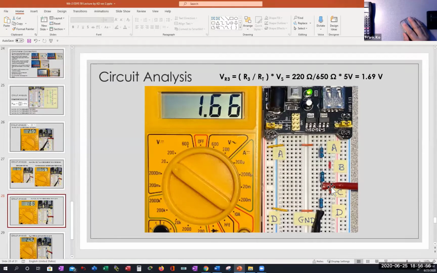No. My red lead is hooked up to the bottom of R2. Is this a legitimate measurement of R3? The answer is yes, because the bottom of R2 is connected to a red jumper and then connected to the top of R3. Point C can be measured at the bottom of R2 as well as the top of R3. So that is a legitimate connection for my voltage across R3.